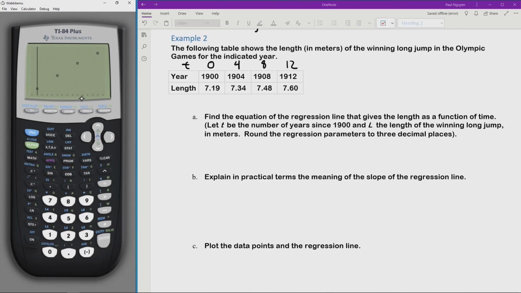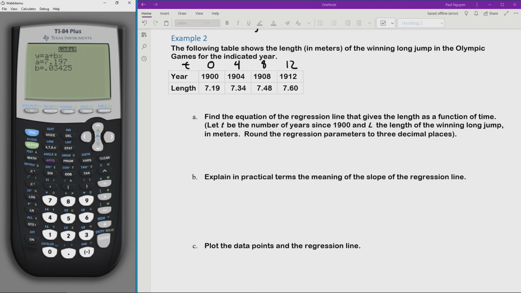Now we have our data graphed. Note, while this data may not be exactly linear, it very much looks like a line would fit quite nicely. So we'll find the equation of that regression line. In order to do that, we go to Stat, over to the right to Calc, and we go down to the 8th option, Linear Regression. We move down to Calculate, hit Enter, and we get the equation of our line. So the initial value is 7.197, and the slope is 0.03425.